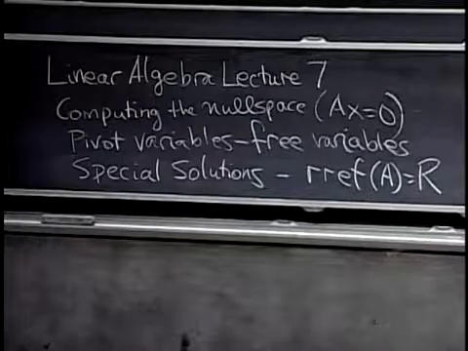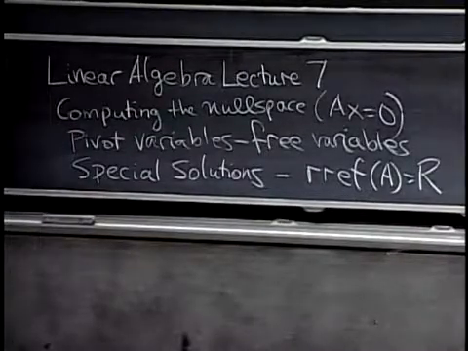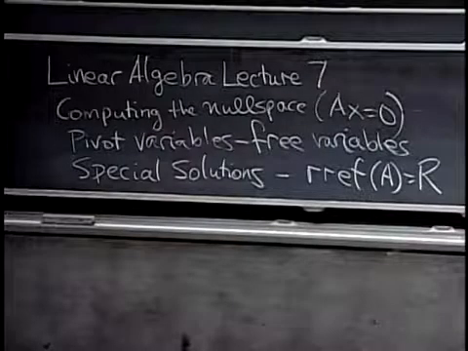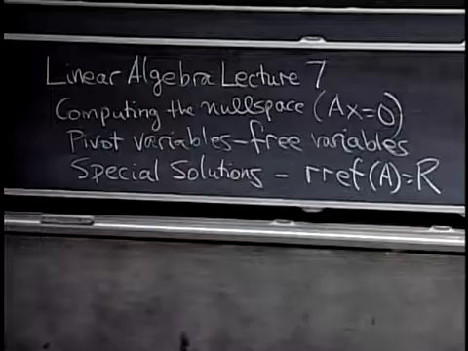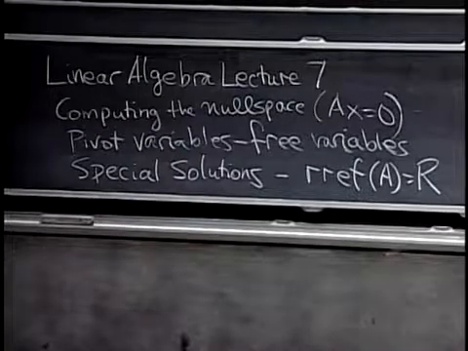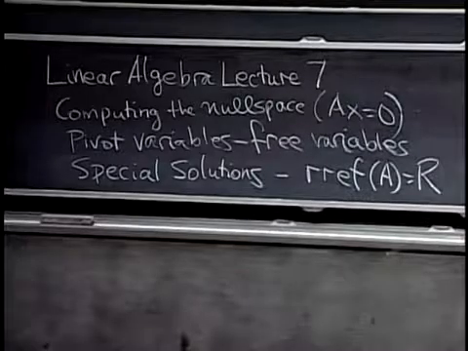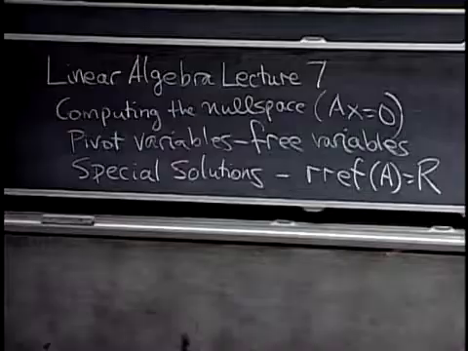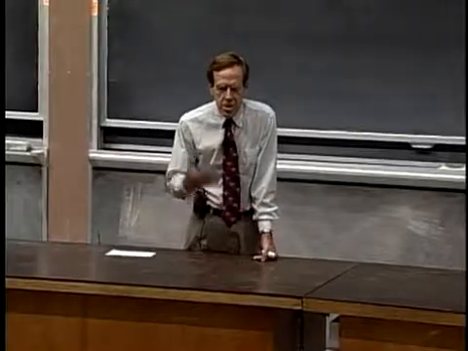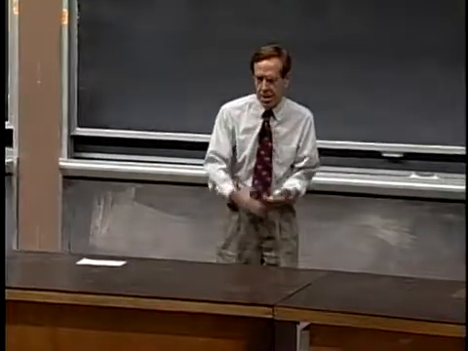Okay, here's Linear Algebra Lecture 7. I've been talking about vector spaces and especially the null space of a matrix and the column space of a matrix, what's in those spaces. Now I want to actually describe them. How do you describe all the vectors that are in those spaces? How do you compute these things?